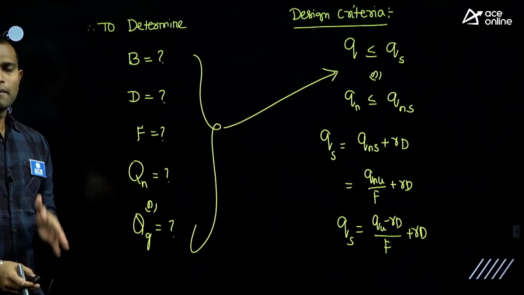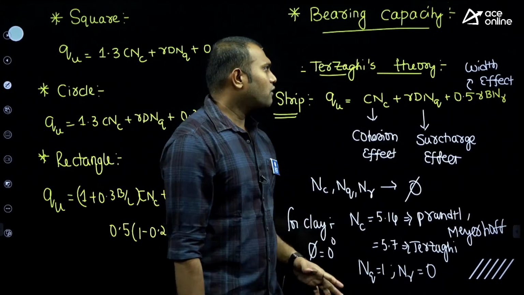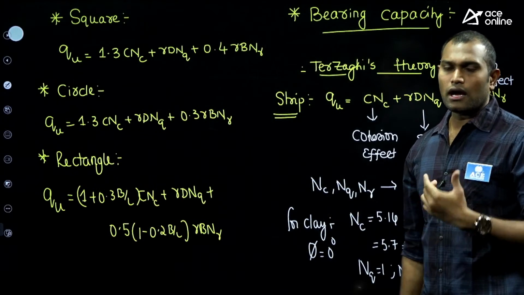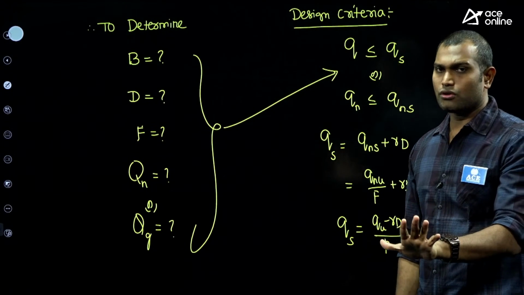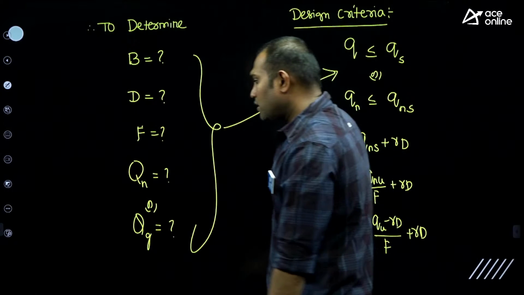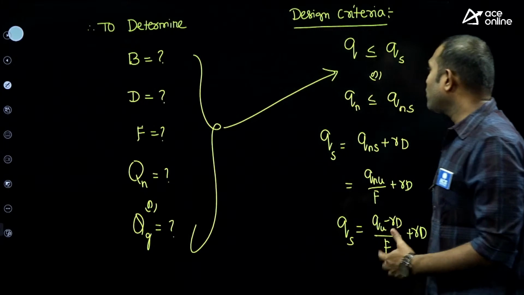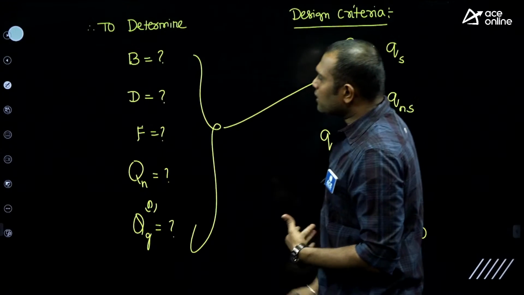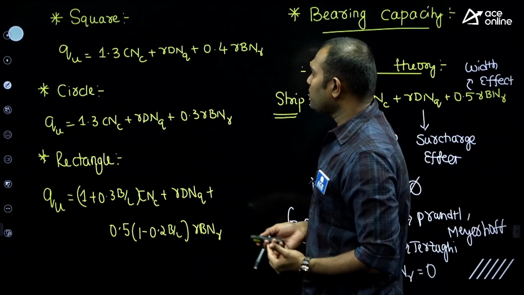Whatever the data they give you, based on the data, you need to substitute the ultimate bearing capacity. You have to check whether the given footing is a strip footing or square footing or circular or rectangle. And once you know that, then check whether they give you the net load or gross load. If they give you net load, net pressure must be less than or equal to net safe bearing capacity. And if they give you the gross load, you have to take gross pressure must be less than or equal to gross safe bearing capacity. And in order to design the width, the depth, the factor of safety, net load and gross load, we have to use this condition. This is from Terzaghi.